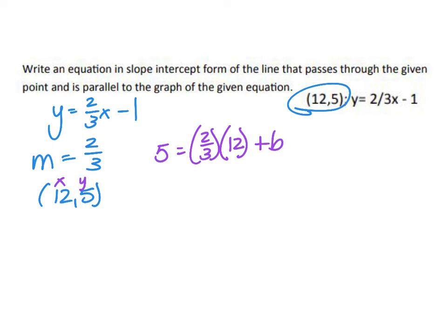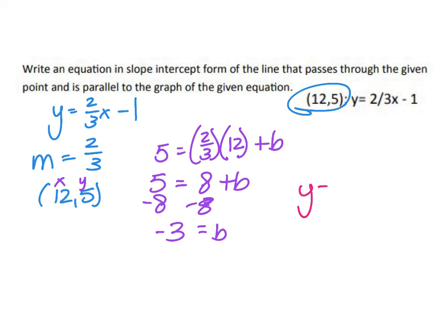Okay. So 5 equals, let's see, 2/3 of 12. So 2 times 12 is 24. Dividing by 3 is 8, plus b. I subtract 8, so b has a value of negative 3. So here's our new equation. y equals 2/3 x minus 3.